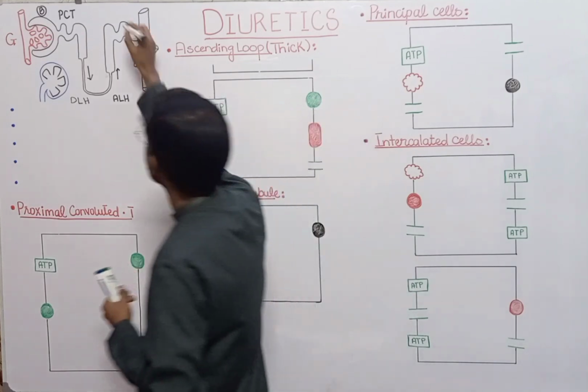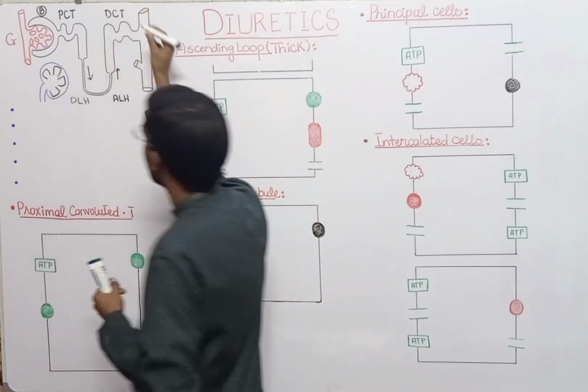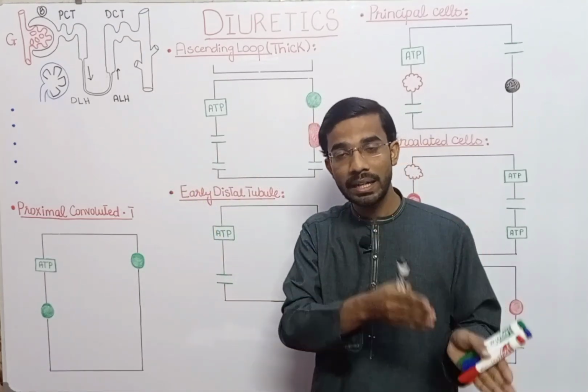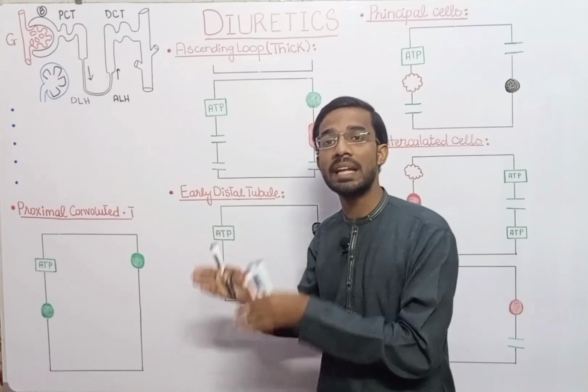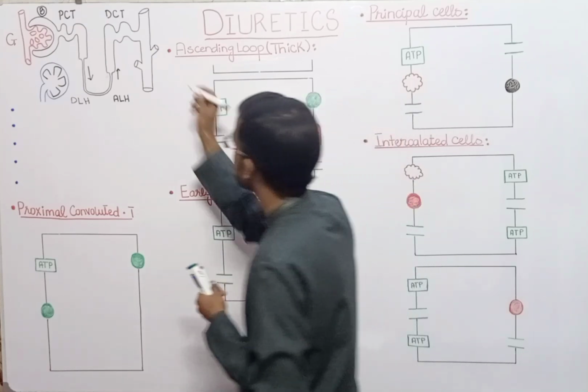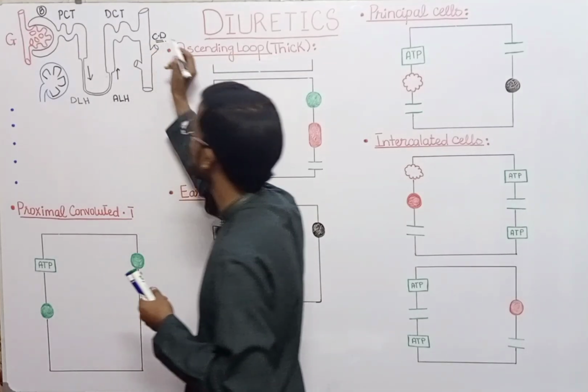Next is the distal convoluted tubule. The distal convoluted tubule further has two components: the early distal convoluted tubule and the late distal convoluted tubule. And last is the collecting duct.